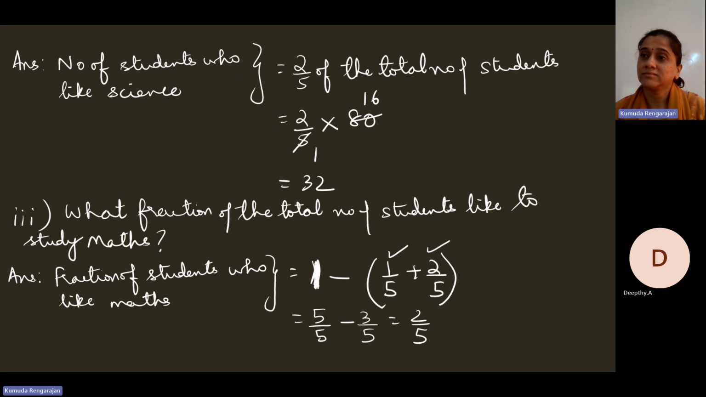This is called the keep-change-flip method. Keep the same number, change division to multiplication, and flip. While changing, you have to change the next number. If it is 2 by 5, you have to change it to 5 by 2. And that's all.